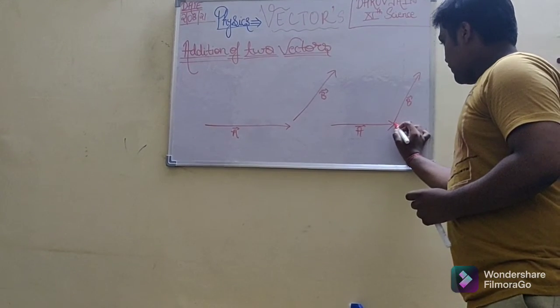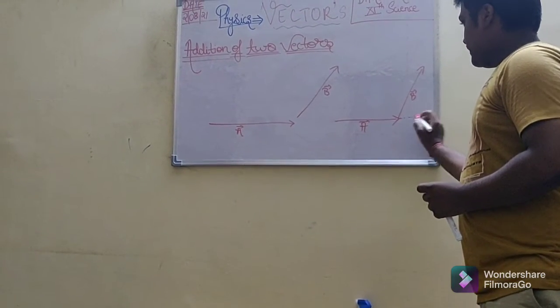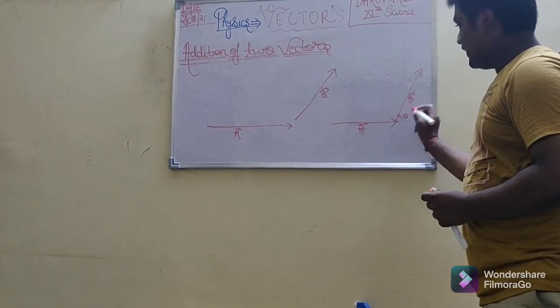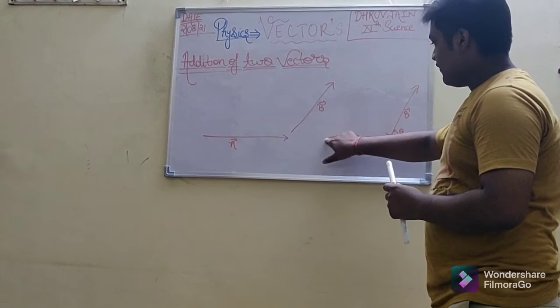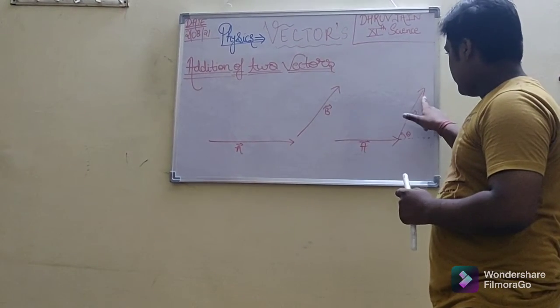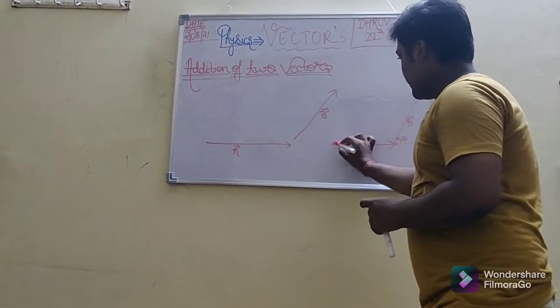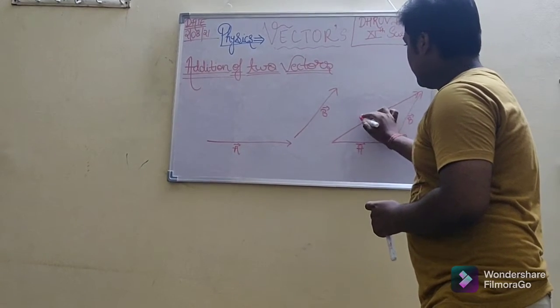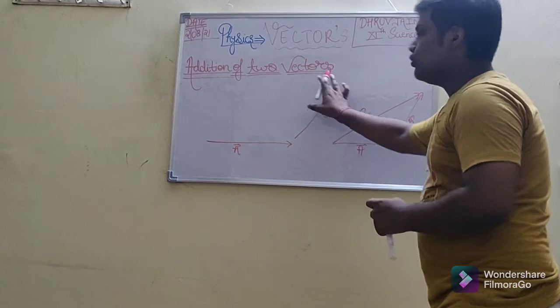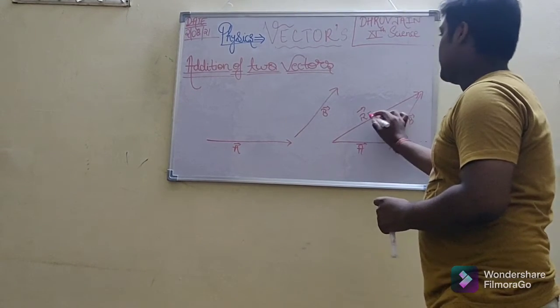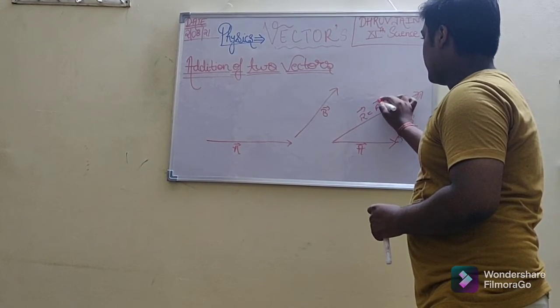Now it will incline at some angle. This angle is called theta. And if we join the tail of vector A with the head of vector B, this vector is said to be the resultant vector, or the sum of the two vectors A and B. It is equal to vector A plus vector B.